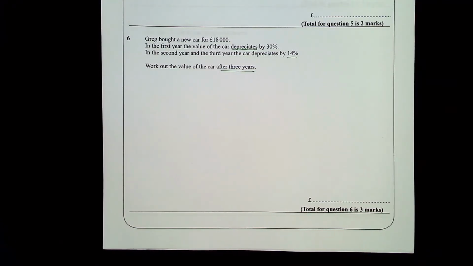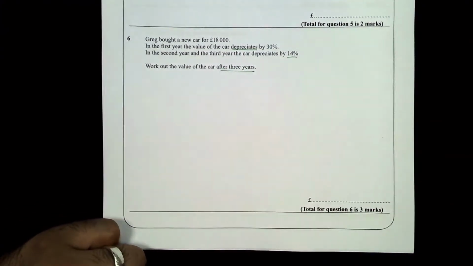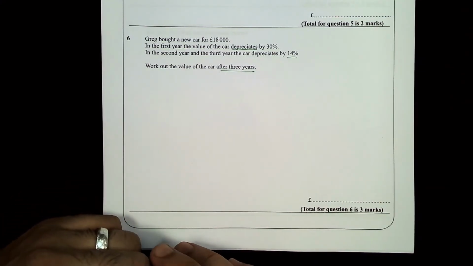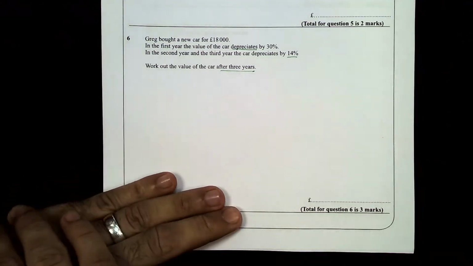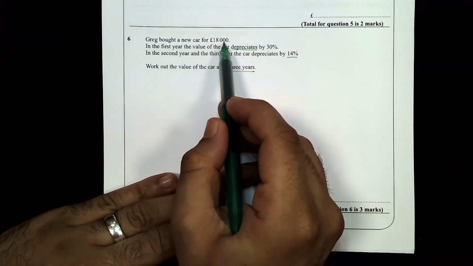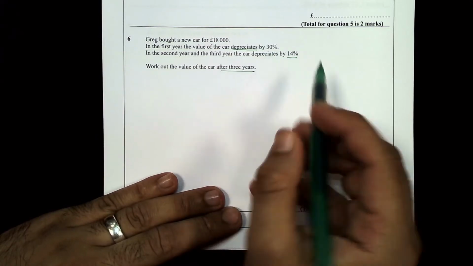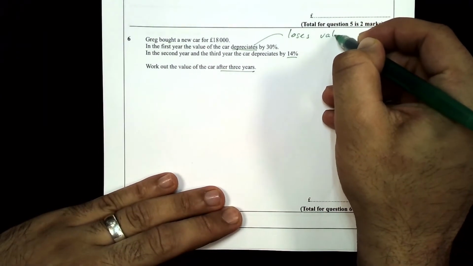Okay, so what we're looking at here is a depreciation question. Obviously it has the word depreciate in it. That's a big clue straight away. But the meaning of depreciation is effectively the opposite of interest. So if a car, for example, in this case, Greg bought a new car for £18,000, and in the first year it depreciated by 30%, that means it loses value. Okay, loses value each year.